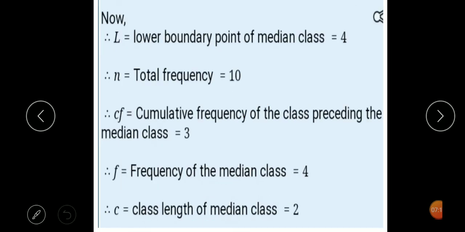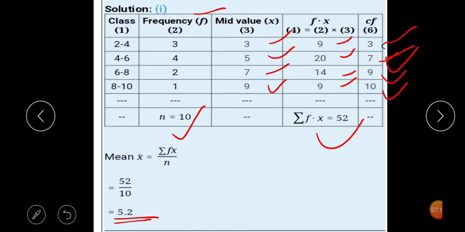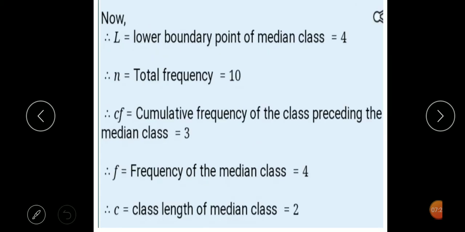See, lower limit of the median class. Let's see in the table, median class is this one, related 7. So the median class becomes 4 to 6. Its lower limit is 4. Now n equal to 10 means sum of frequencies.